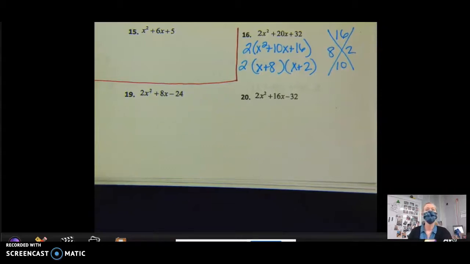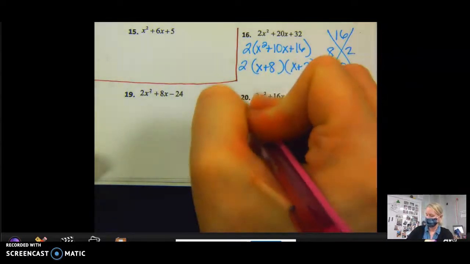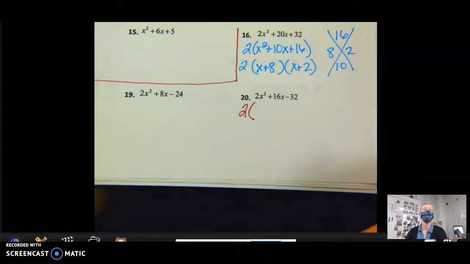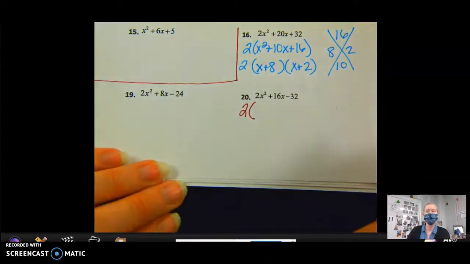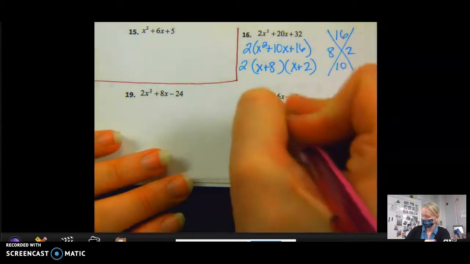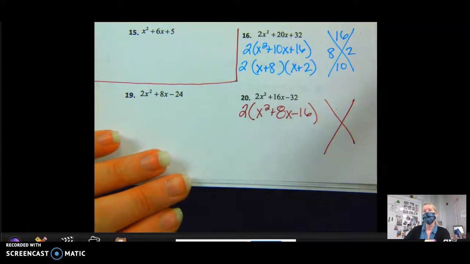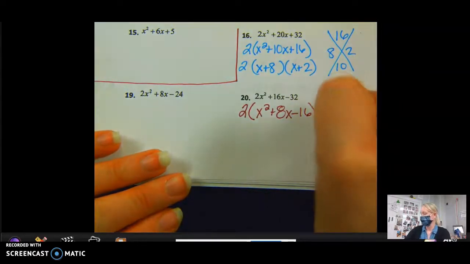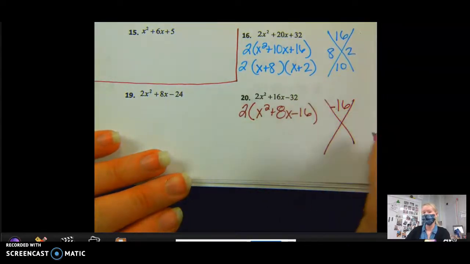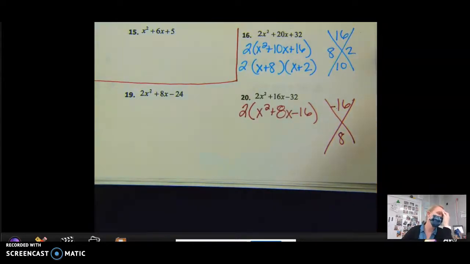Because of the placement of my paper, let's just do 20 real quick. First step on 20. GCF it again. What is it? 2 again. Divide everything by 2. If I divide everything by 2, what am I left with? Awesome. Very good. Crisscross it. When I multiply, I want. When I add, I want. So what 2 numbers multiply to negative 16 but add to a positive 8?